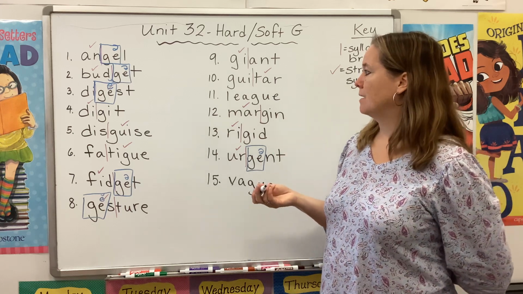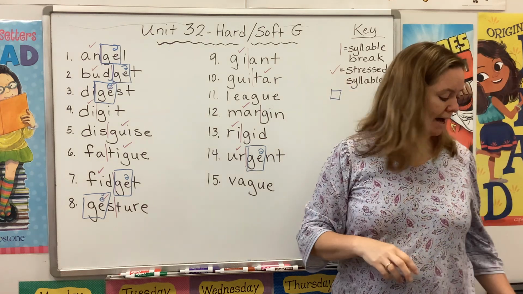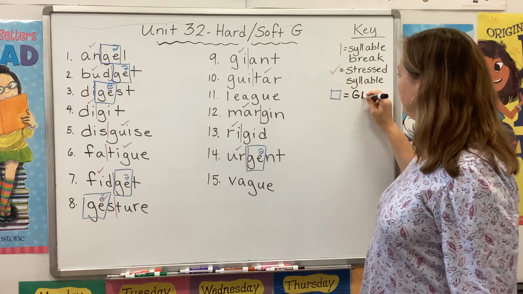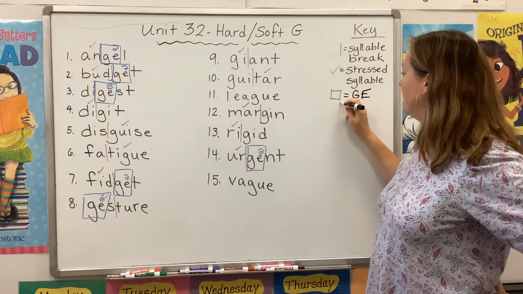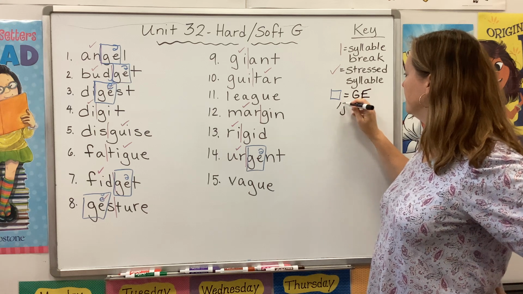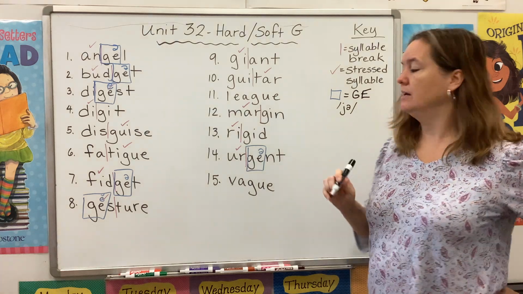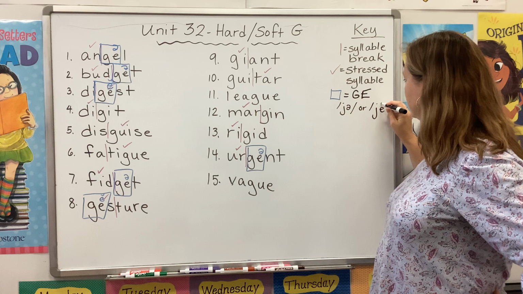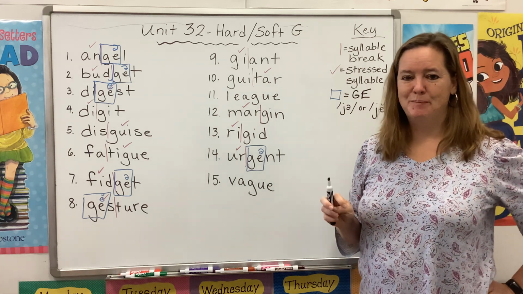Okay, so over here, the blue box represents that GE combination, and that GE combination is either making a J sound with the schwa, right? Or it's making a J sound with the short E if it's in the stressed syllable.